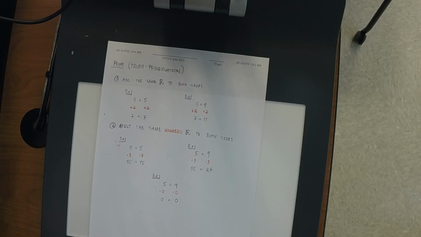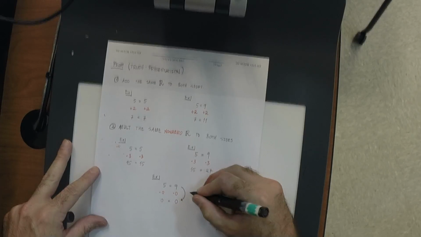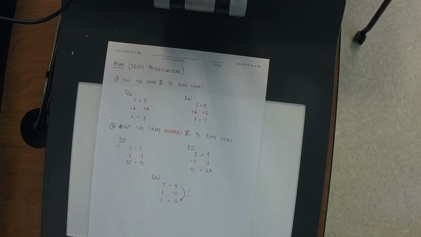You just burned the house down. Okay? Burned it down. So, this is an illegal operation. You cannot multiply both sides of an equation by 0.